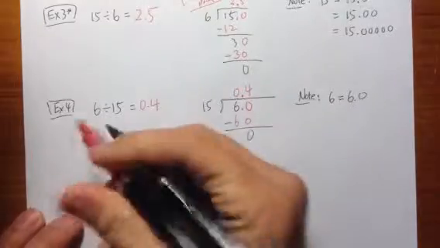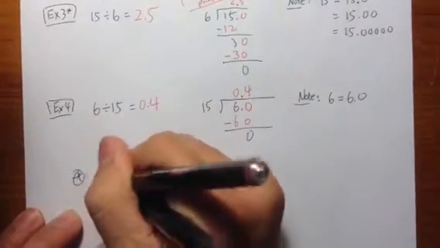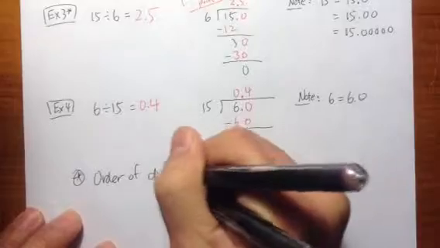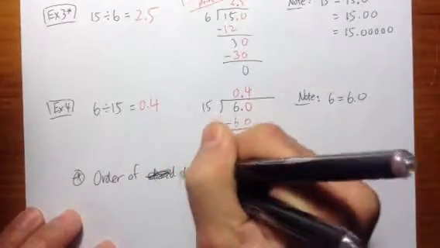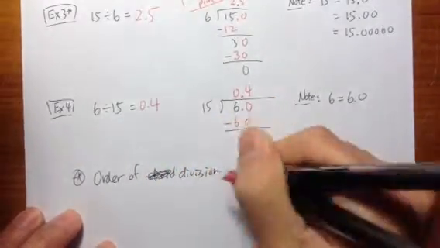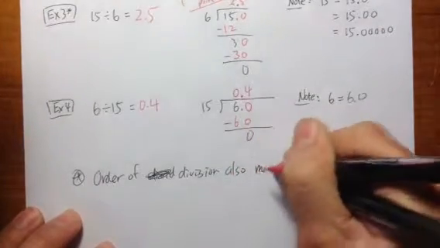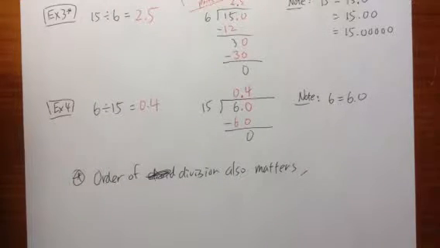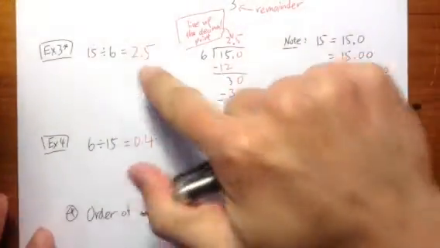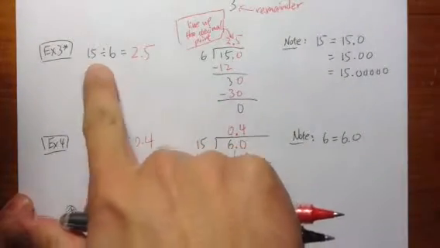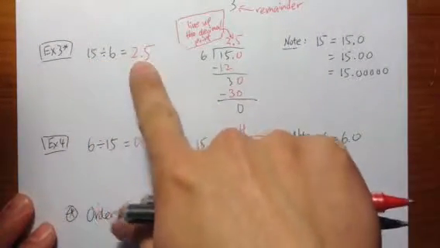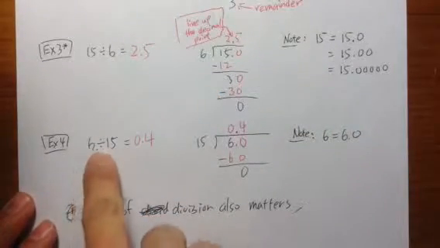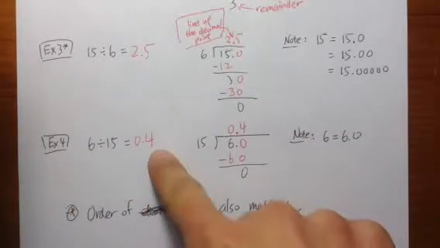So a big note right here. The order of division also matters. Just like the subtraction. So when you are doing division, you have to be really careful with which number goes first. And again, notice how we have whole number divided by whole number, but we end up with a decimal number, right? And whole number divided by whole number, you end up with a number that's less than 1.